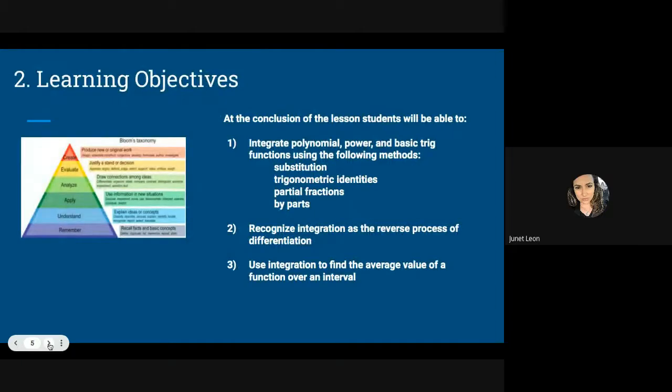During the lesson, we will apply Bloom's taxonomy to ensure that students are able to integrate polynomial, power, and basic trig functions using the methods of substitution, trig identities, partial fractions, or integration by parts. Students will also be able to recognize integration as the reverse process of differentiation, as well as to use integration to find the average value of a function over an interval.